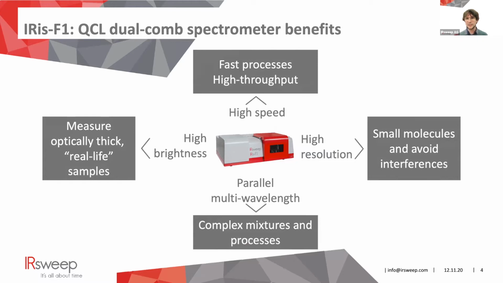First of all, it's very fast, so you can measure fast processes. You can have high throughput measurements, for example. It's high resolution, which allows you to measure small molecules and avoid interferences. It's parallel multi-wavelength, which allows you to measure complex mixtures and processes. And it's high brightness, which allows you to measure optically thick and real-life samples. So what does this mean?